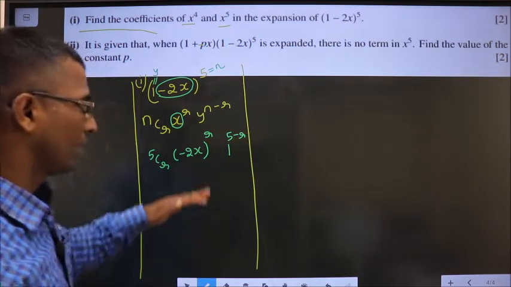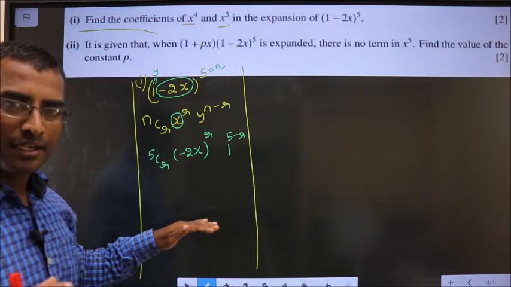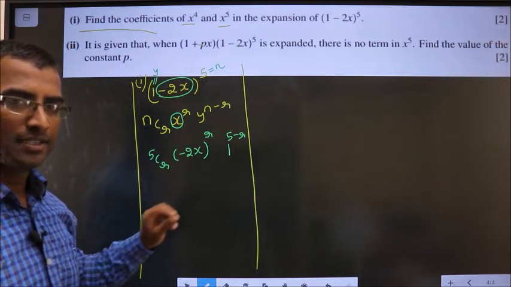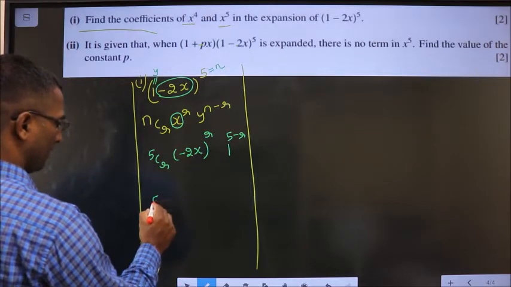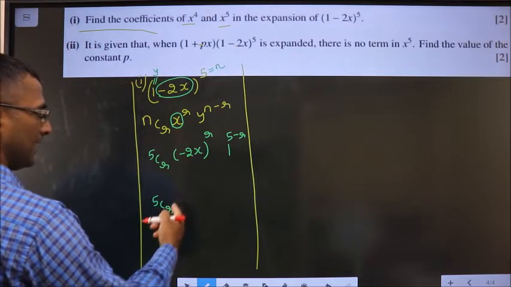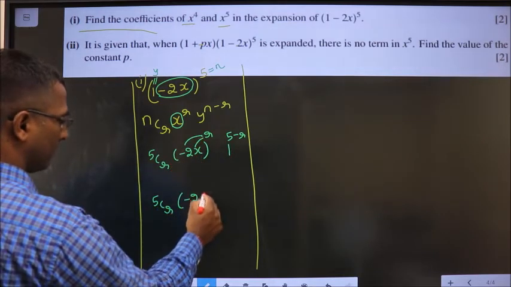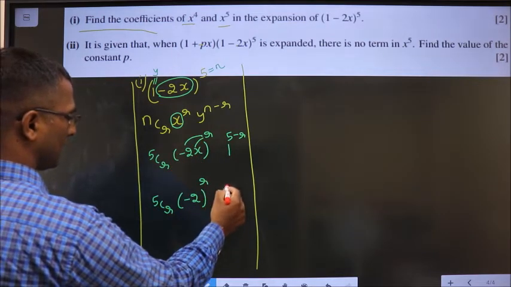Now simplify this general term to the maximum extent possible. And how do we simplify that? See here. 5Cr can't be simplified, I write like that. Now apply the power r to each. So that will be minus 2 power r x power r.